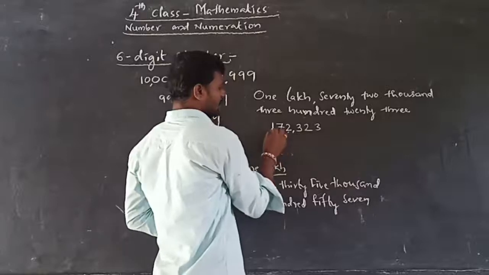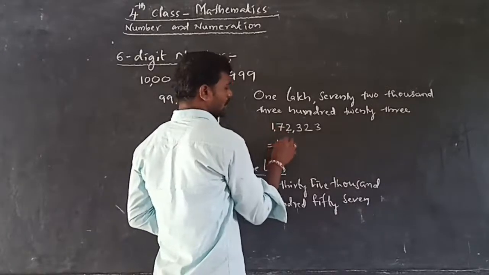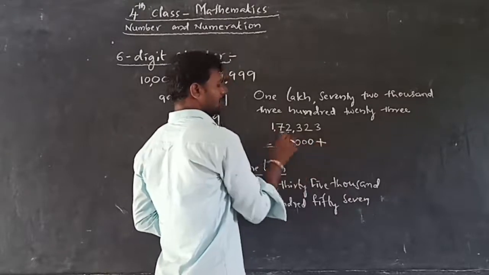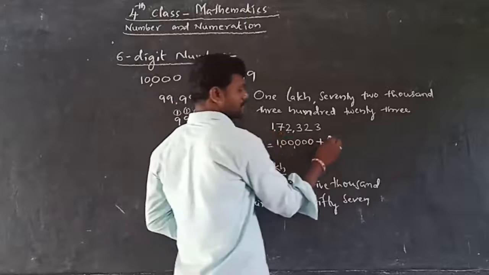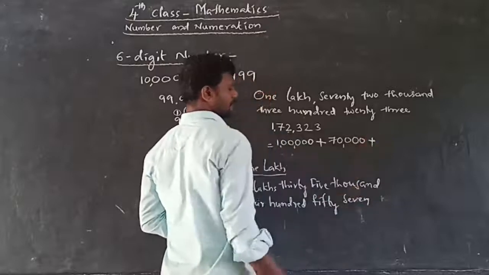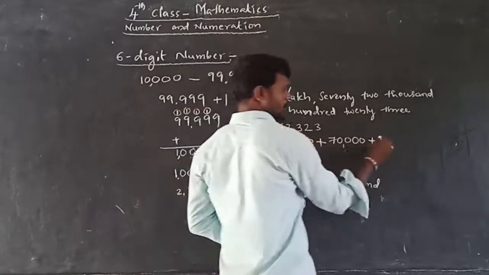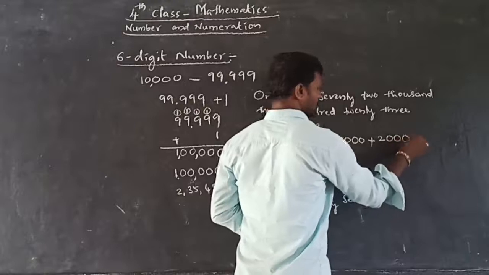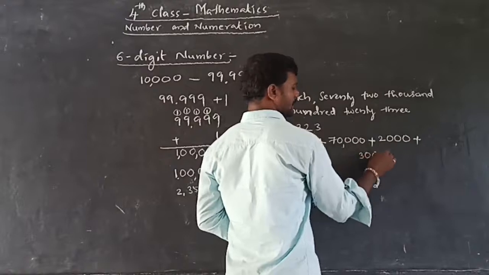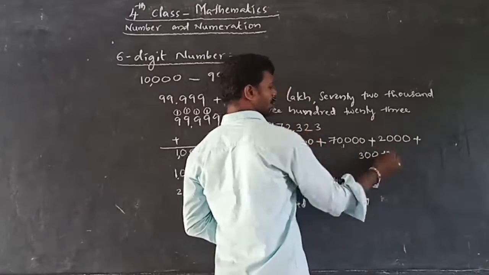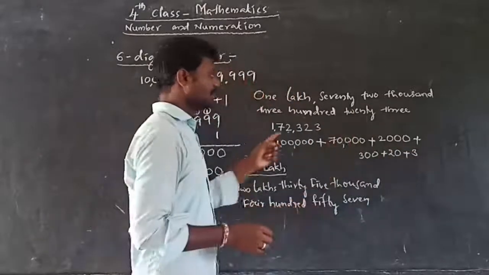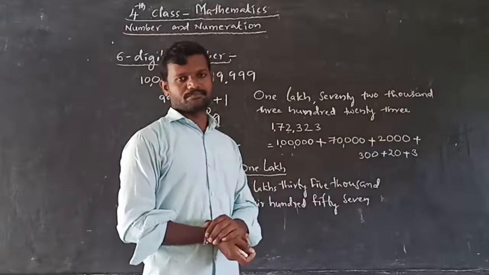So how can we write it? 1 is in the lakhs place. That's why 1 lakh plus 7 is in the 10,000s place. That's why 70,000 plus 2 is in the thousands place. So 2,000 plus 3 is in the hundreds place. So 300 plus 2 is in the tens place. So 20 plus 3 is in the ones place. So 3. It is the expanded form for this number.